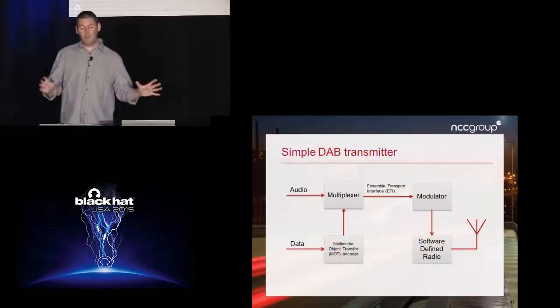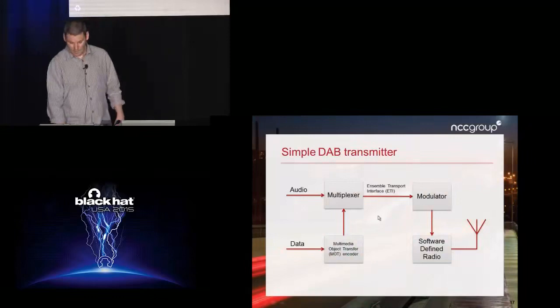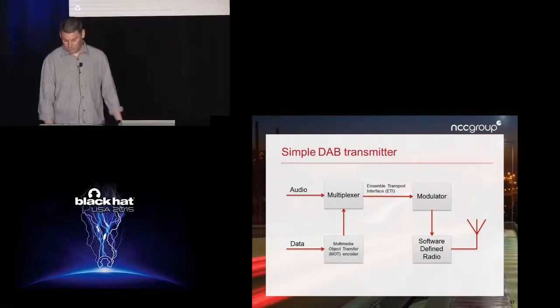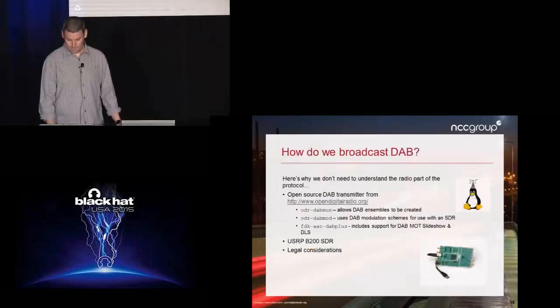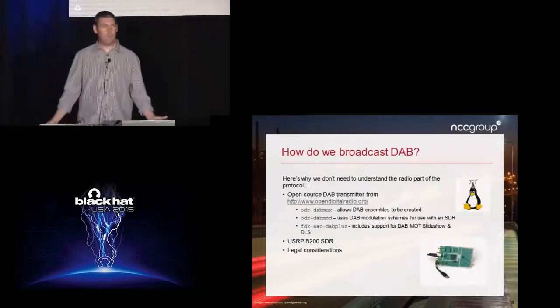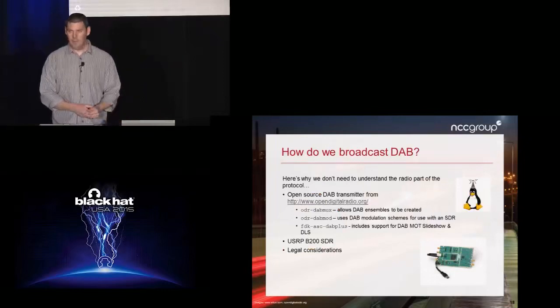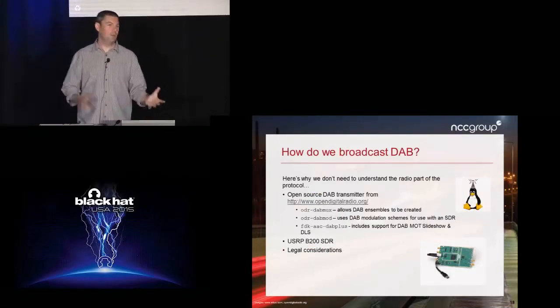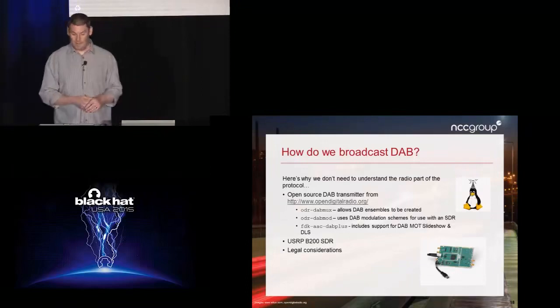So a very simple DAB transmitter, as I mentioned, you have this box, the multiplexer, which takes in the information that's data and audio, multiplexes it together to form this ensemble transport interface, sent into the modulator, and then transmitted. In this case, it's going to be transmitted using a software-defined radio. So how do we go about broadcasting DAB? All of that stuff at the beginning sounded pretty complicated, and it is pretty complicated.